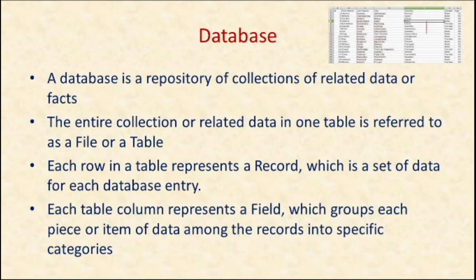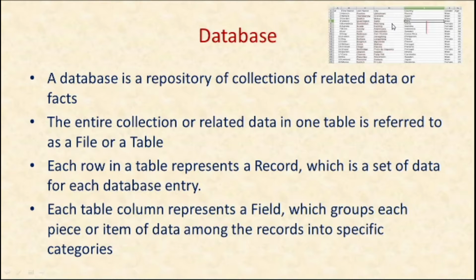Database. A database is a repository of collection of related data or facts. The entire collection of related data in one table is referred to as a flat file or a table. Each row in a table represents a record, which is a set of data. Look at this, each row in this table. For example, row number 5 is called a record. Each row in a table represents a record, which is a set of data for a database entity.